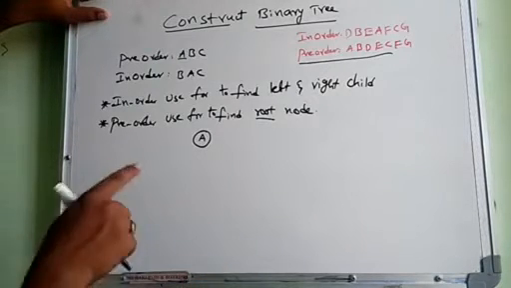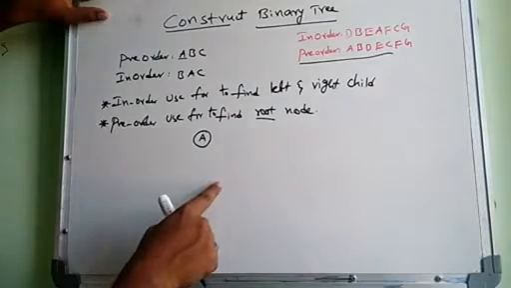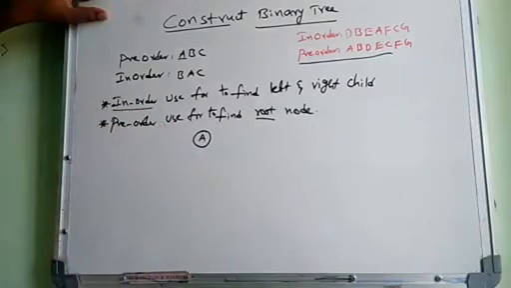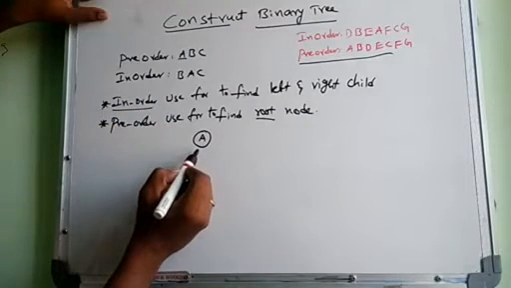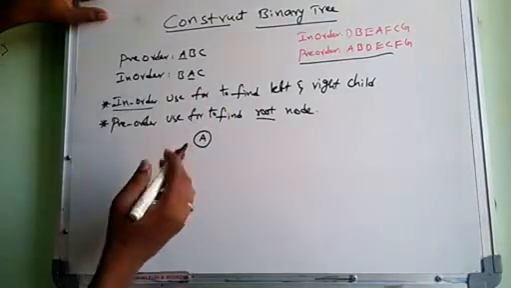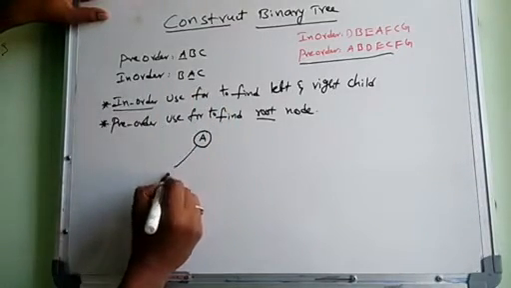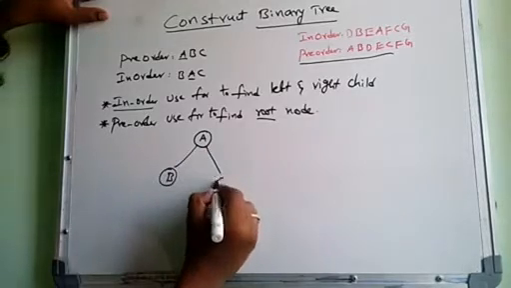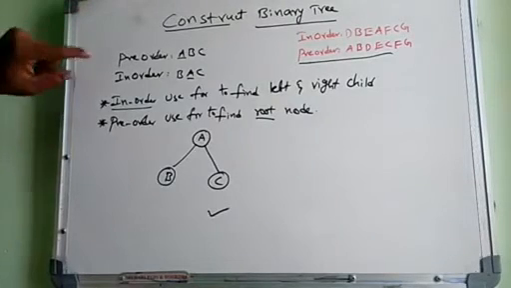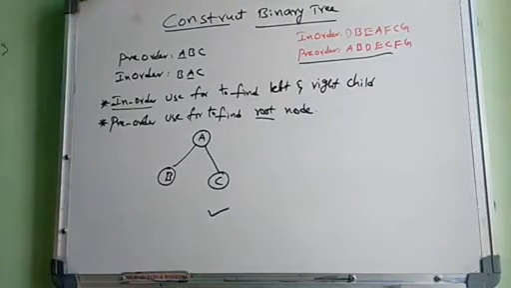Then if you want to find the left and right children, where do you find them? Using the in-order sequence. In in-order, we have already visited A, and whatever is to its left and to its right become the left child and right child. So this is the construction of the binary tree using in-order and pre-order. I hope you all understood.